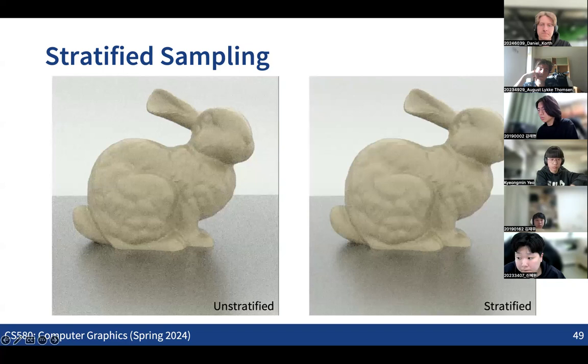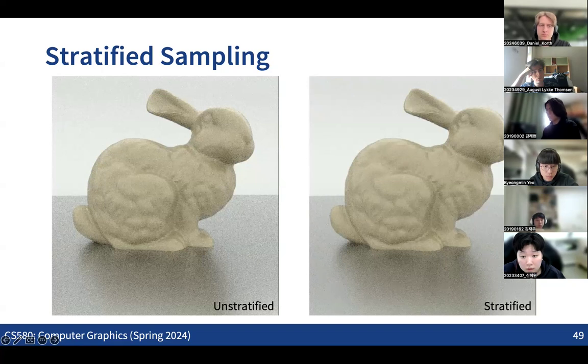I'm not sure whether you can see the difference between these two. The left one is the case where we use unstratified sampling to render this image, and the right one is the case where we use stratified sampling to render this image. I'm not sure whether you can tell the difference, but I recommend you download these slides and see on your screen whether you can see some difference between these two.